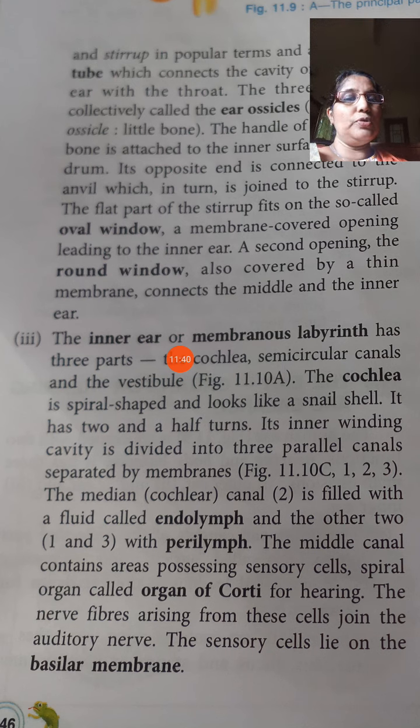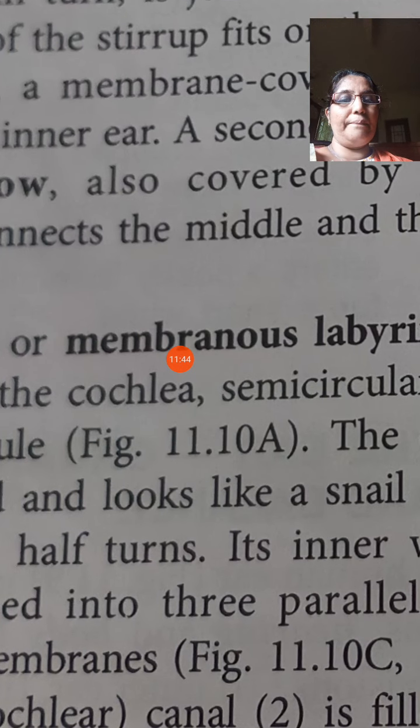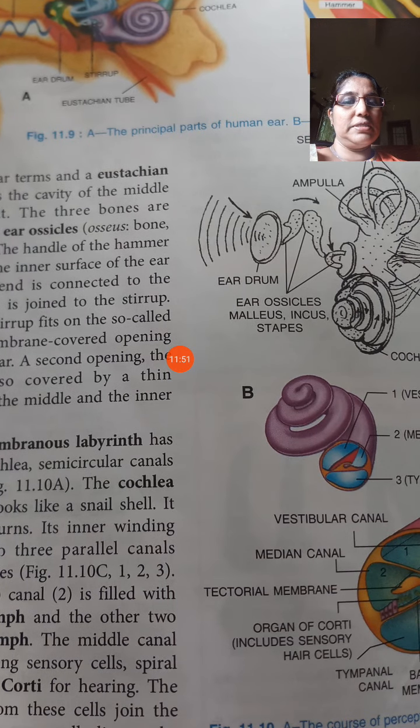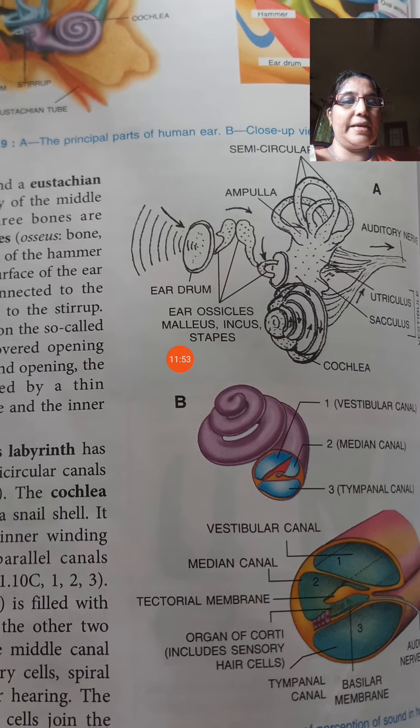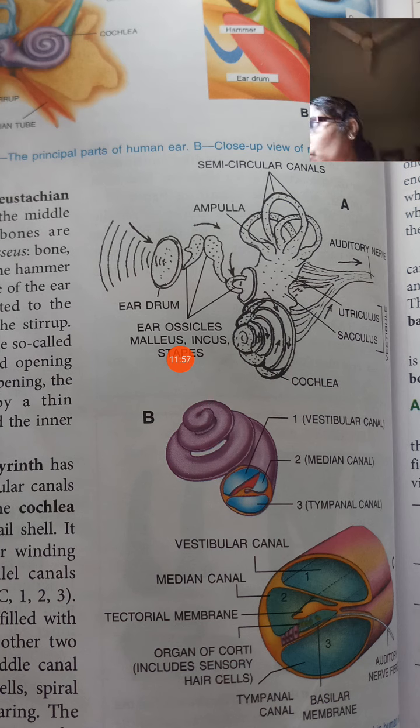It also has three main parts. One is known as the cochlea. Cochlea, it is a snail-like region. You can see a certain tube-like, snail-like appearance. It is like the shell of a snail. You might have observed it. So such a structure you can see.